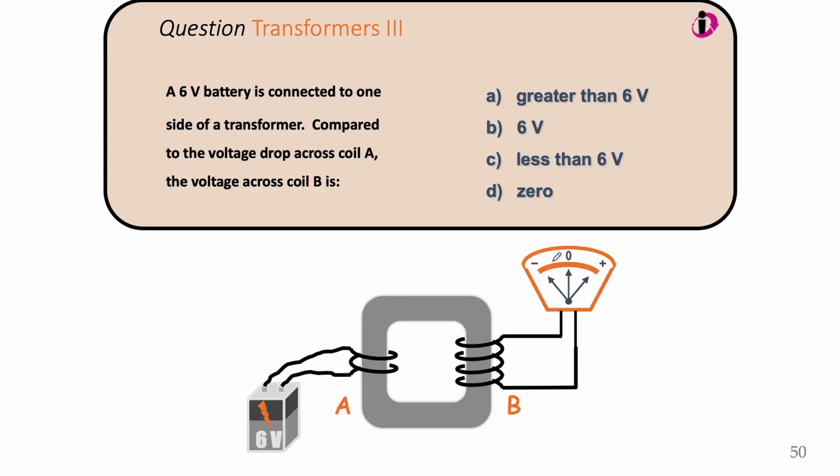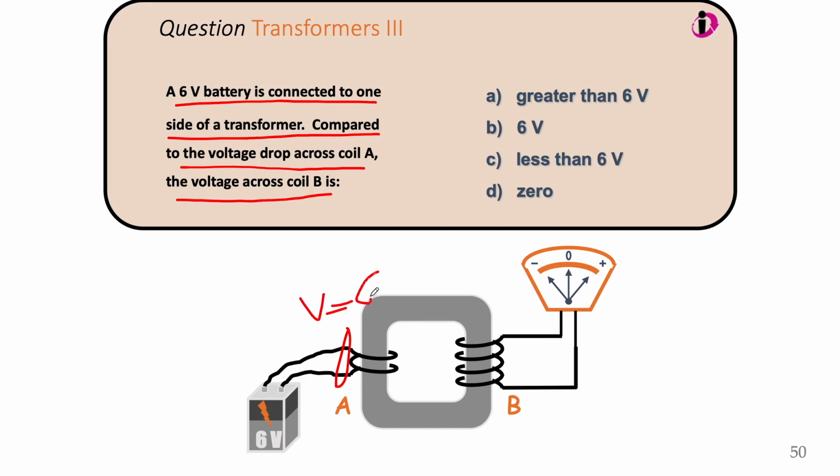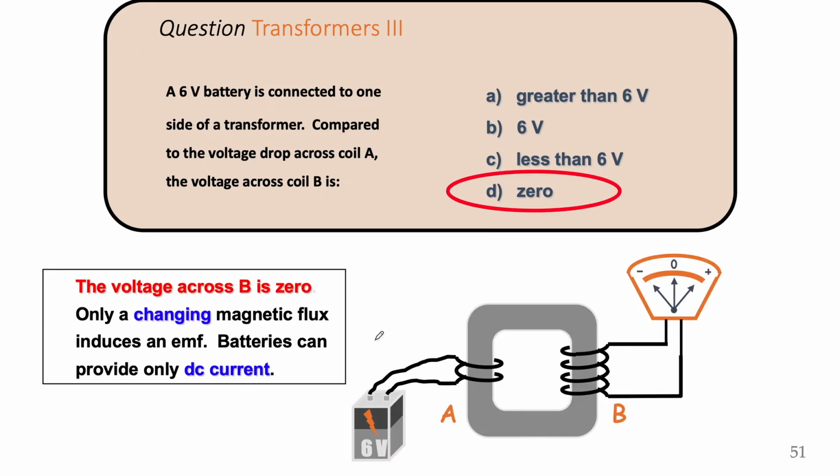Okay, in this problem, it says there is a 6-volt battery connected to one side of a transformer. Compared to the voltage drop across coil A, the voltage across coil B is, so here the voltage is 6 volts. The question is, what is the voltage here? Well, the answer is 0. The reason is that this is DC, direct current, and it doesn't change.